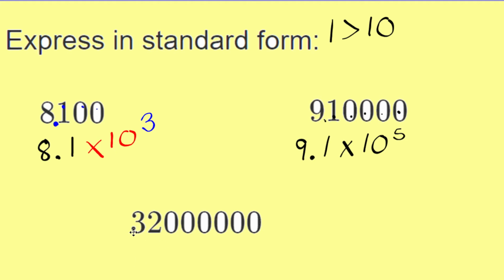Okay, last one. We need to put our point there between the 3 and the 2. It's usually after the first number. So usually you'll put it after the first number. So 3.2, again, times 10 to the power of. So from here, we've got 1, 2, 3, 4, 5, 6, 7. So 7 numbers after the point, so we put our 7 there.